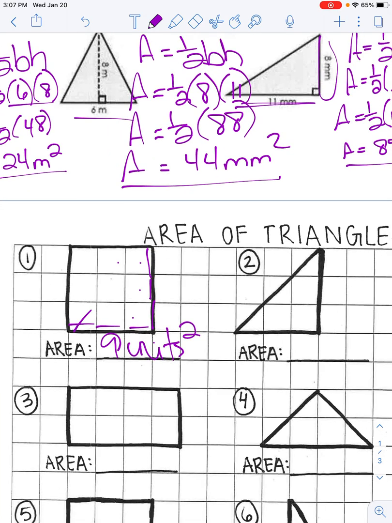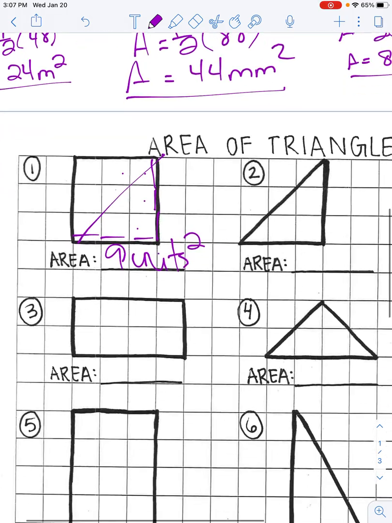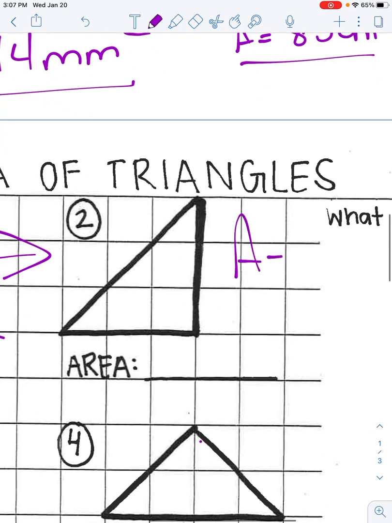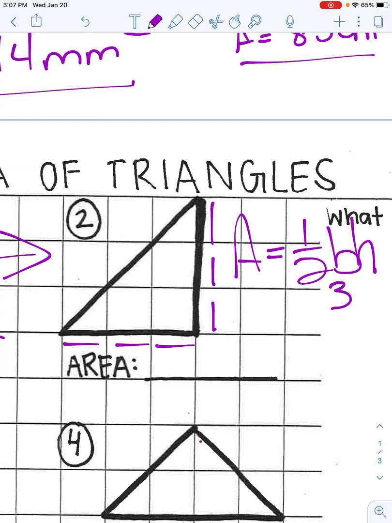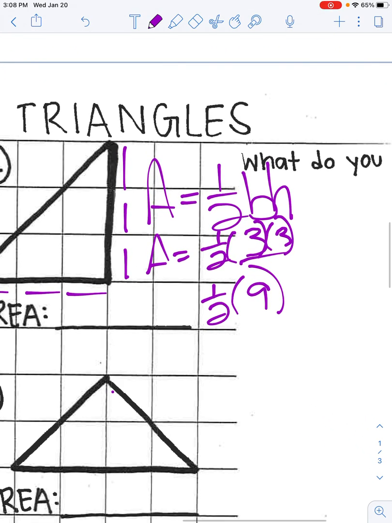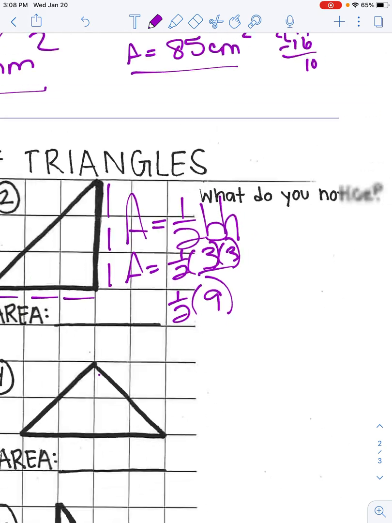Remember that a triangle is half of a square, a rectangle, or a parallelogram. If we cut half of it, that's what we're doing next. So formula, 1/2 base times height. The base, 3. The height, 3. Base times height, 3 times 3 is 9. Okay, what is half of 9?